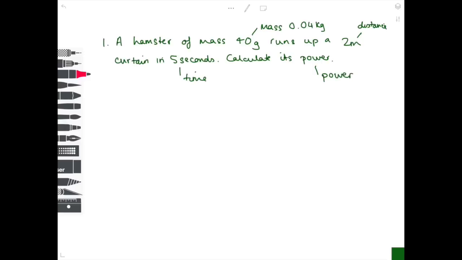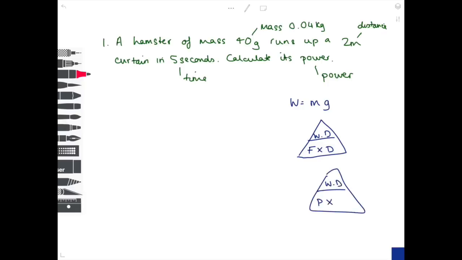Now there isn't a direct equation that links these components. This question is actually more complicated than it looks because you need quite a few equations, as there's no equation which directly links mass, distance, time and power. First equation we need is weight equals mass times gravity. The next one we need is a formula triangle, which is work done equals force times distance. And the last one contains power, which after all is what we're after, which is work done is power times time.